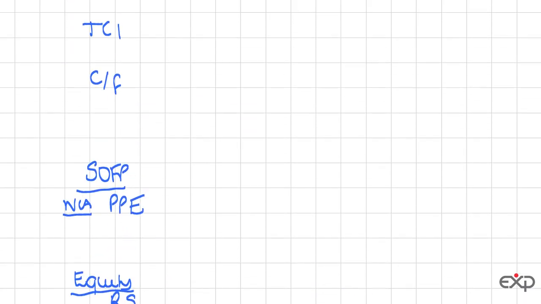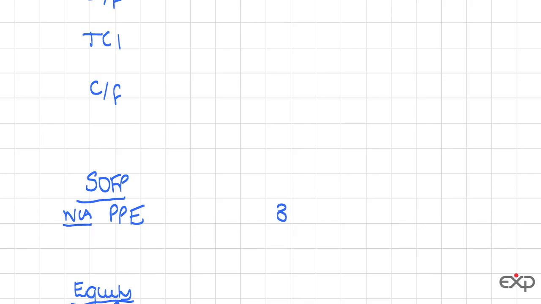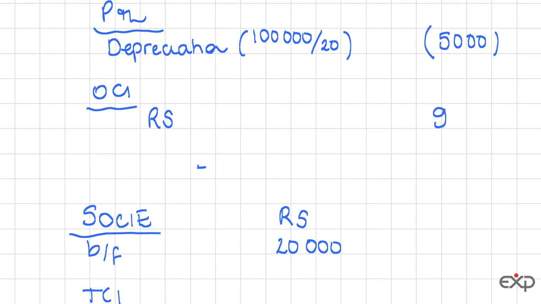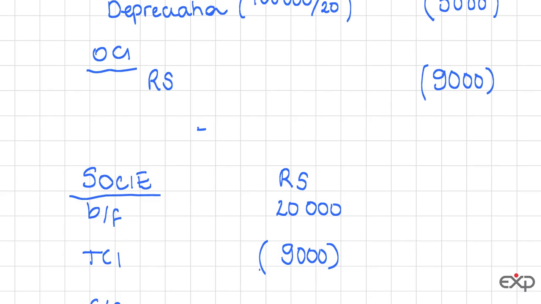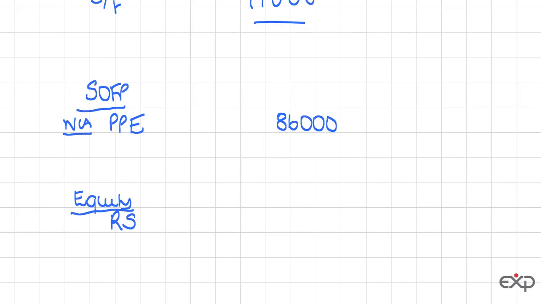So what I'm going to put through here is my PPE is going to be shown at 86,000. That will be the new value. PPE will have depreciation of 0 and a cost account of 86. The revaluation surplus is going to go down by 9. And therefore, my statement of changes in equity would have a balance of 11 at the year end. And in the statement of financial position, I would then have 11,000 revaluation surplus.